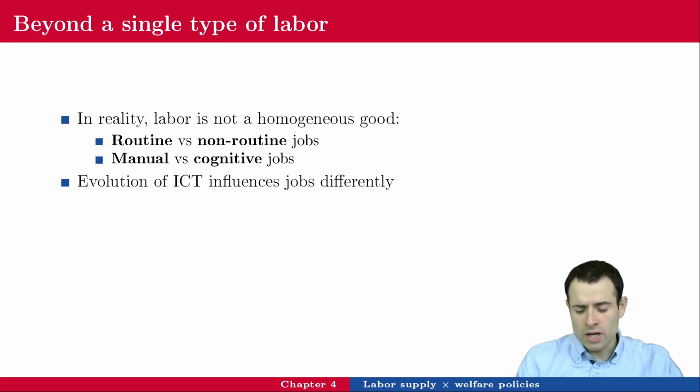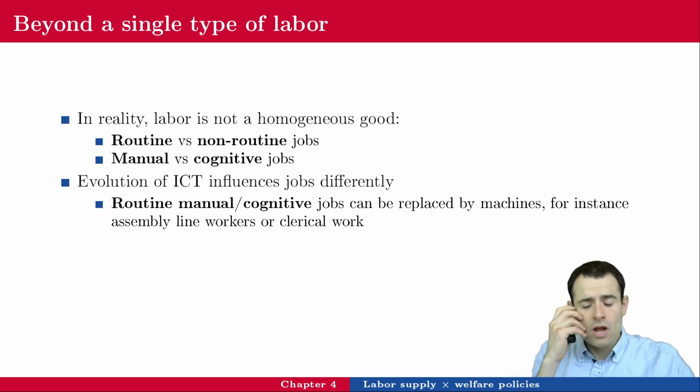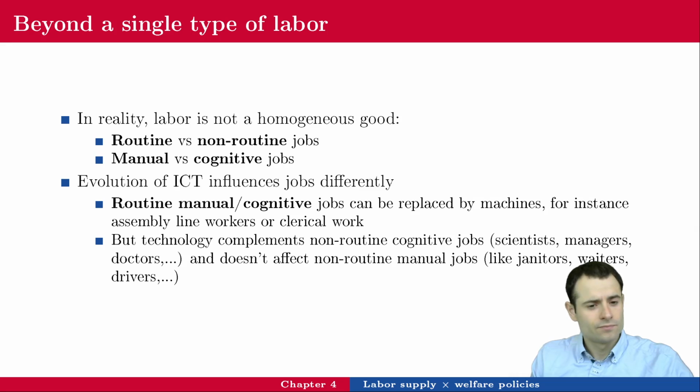The evolution of information and communication technology influences jobs differently. It has negatively influenced routine manual and cognitive jobs because they can be replaced by machines and sophisticated algorithms. For instance, assembly line workers or clerical work. Those are jobs which might not exist in the next 50 years. But it can also complement some other jobs, like non-routine cognitive jobs. Scientists, managers, doctors, teachers.